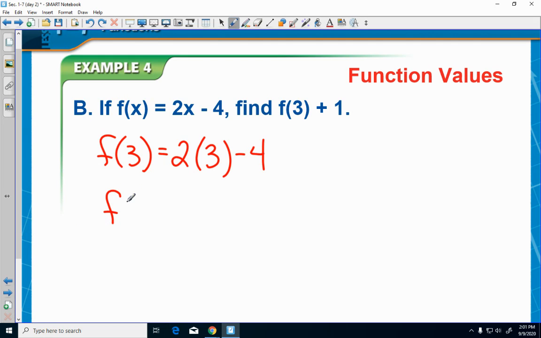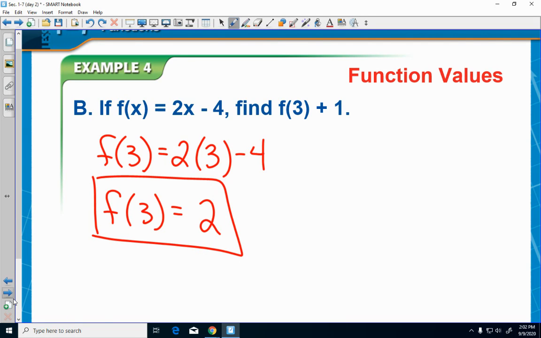So what is f of 3? Ian, on its own, what's f of 3? Yeah, like before the plus 1 part. 2, right? If you did 2 times 3 here, you would get 6, and 6 minus 4 would leave you with an answer of 2. So that's the answer to f of 3. But the problem asks for f of 3 plus 1, so you would say your final answer is 3. Right? I had an answer of 2, but I had to add one more to it.